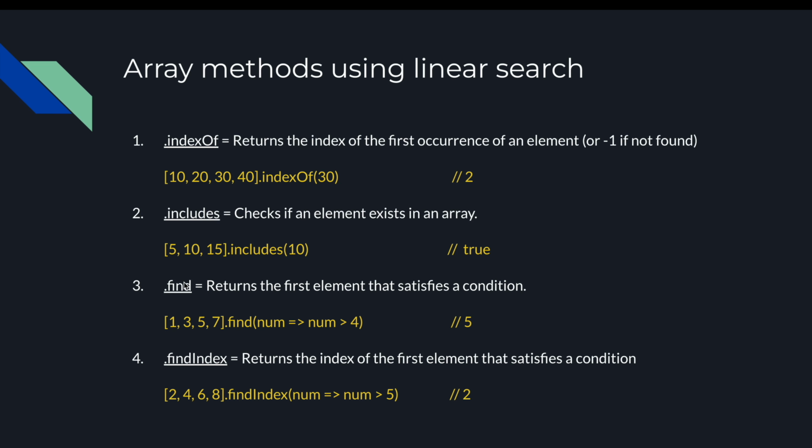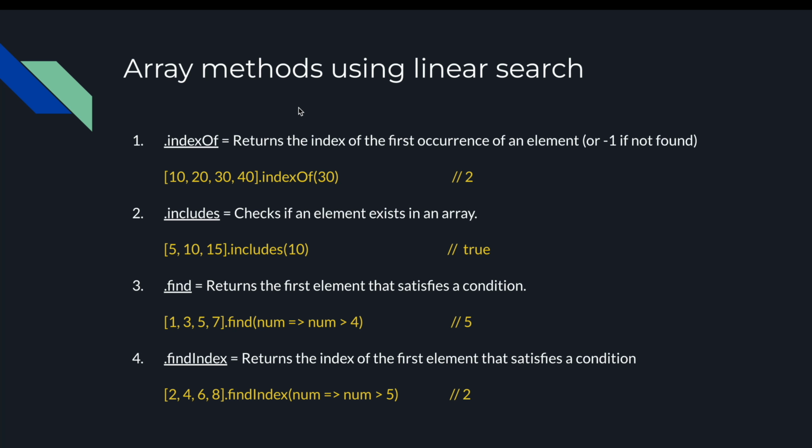We also have .find and .findIndex methods. The .find method basically returns the first element that satisfies our condition. In this example, you can see if the number is greater than 4, then return the number, and the first occurrence is 5. This method also uses linear search behind the scenes. Same with findIndex, but findIndex returns the index value instead of the target value.